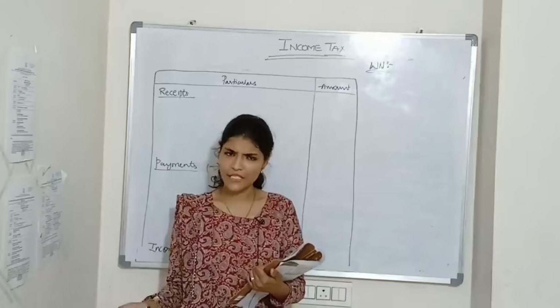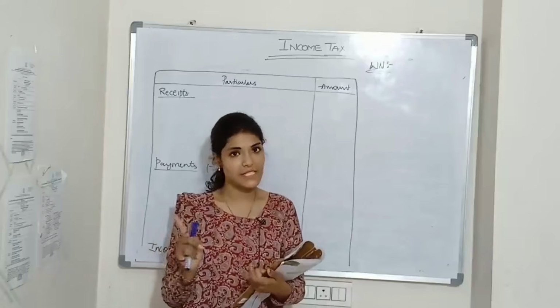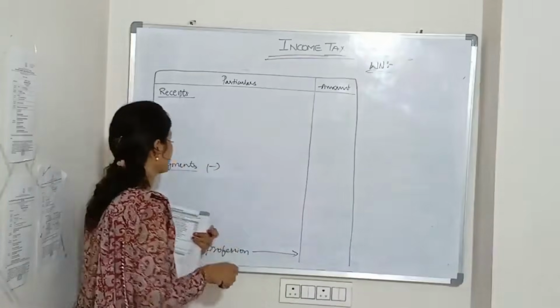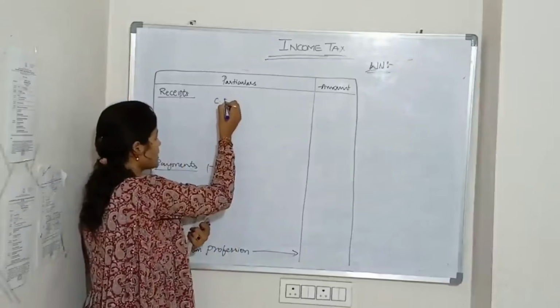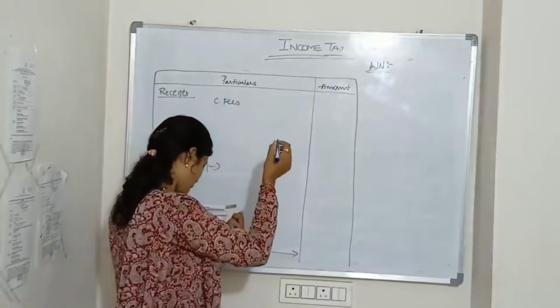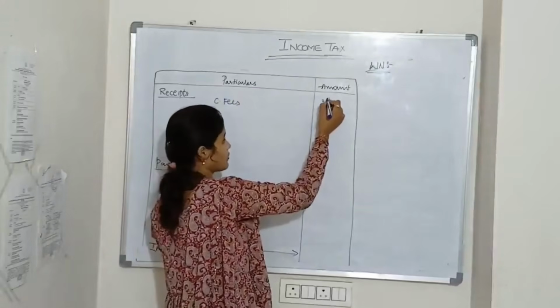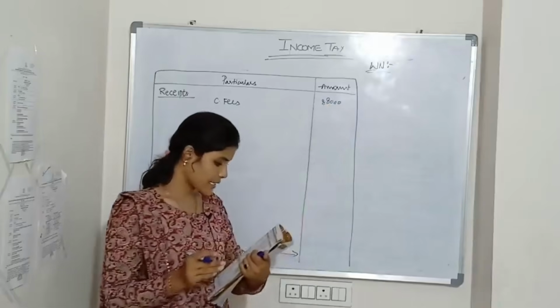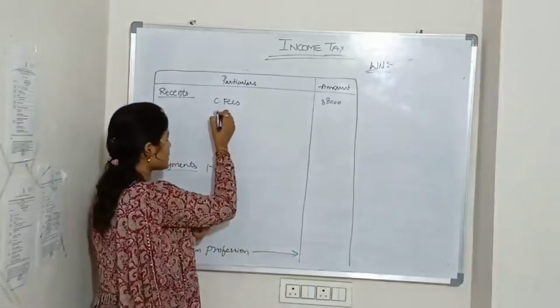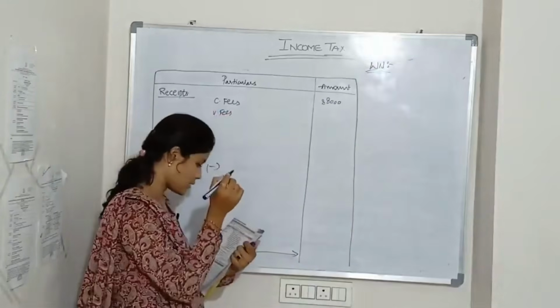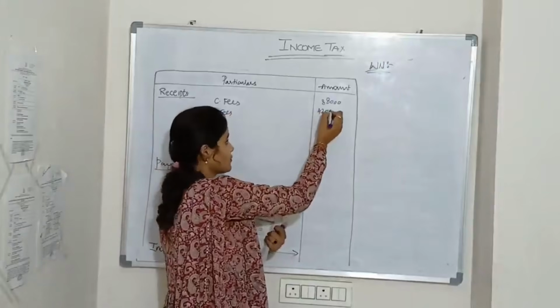Opening balance is not related. Consultancy fees is a receipt, right? You need to write it here. Okay, so consultancy fees is how much? 88,000. Okay, next, visiting fees is also a receipt. Okay, how much is it? 42,000.